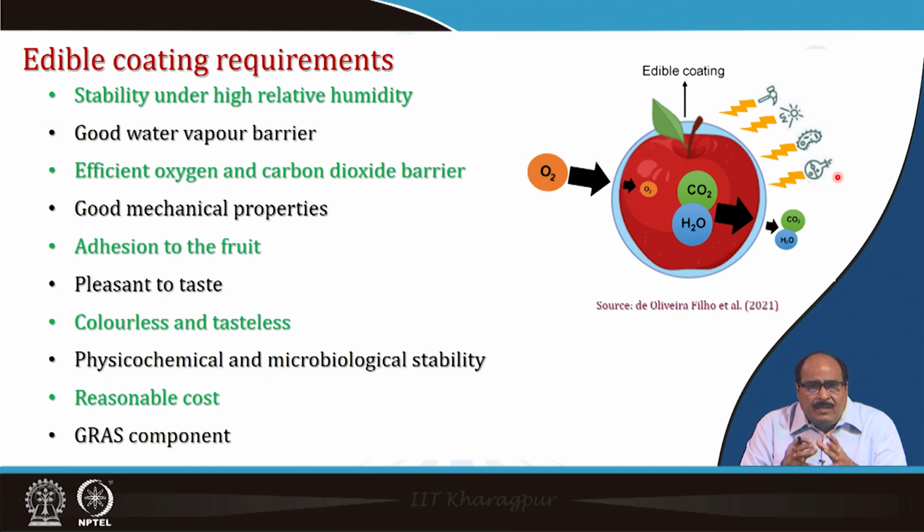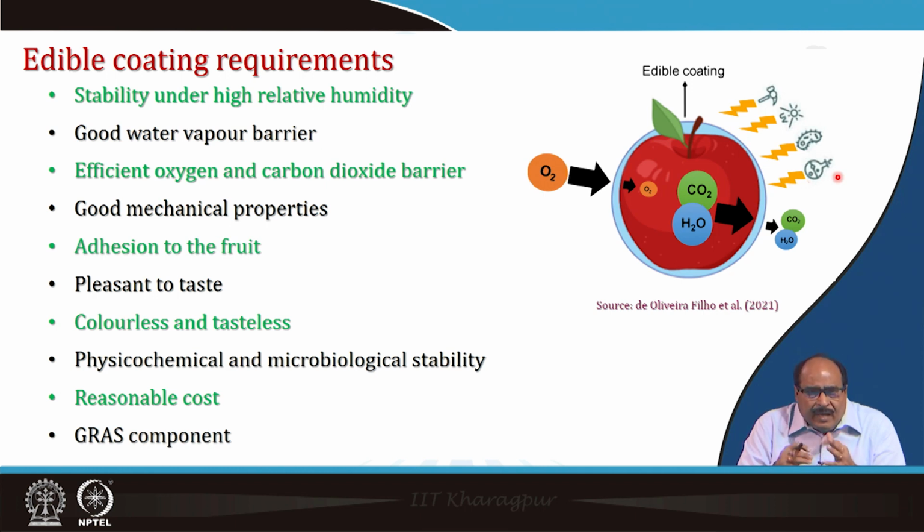So, the requirements for the edible coating, that is, whatever material the film is made of, is that it should be stable under high relative humidity, because when fruits are stored in the environment, the relative humidity may be high. So, the coating material should be stable under this. It should have good water vapor barrier properties, efficient oxygen and carbon dioxide barrier properties, and good mechanical properties.